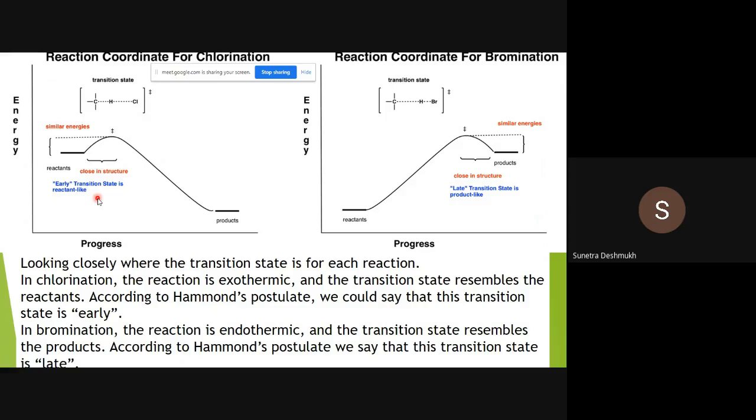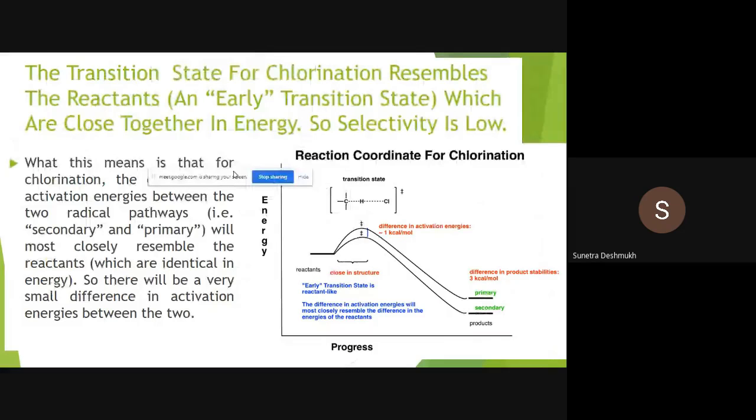Okay, so what will be the effect of this transition state in chlorination and bromination? We will see why the early transition state makes chlorination unselective, and why the late transition state makes bromination more selective. Now we'll go one by one, separately, through both energy profile diagrams. The transition state for chlorination resembles the reactant. In chlorination, we have taken both primary and secondary free radical formation, and we have shown them on our reaction coordinate.